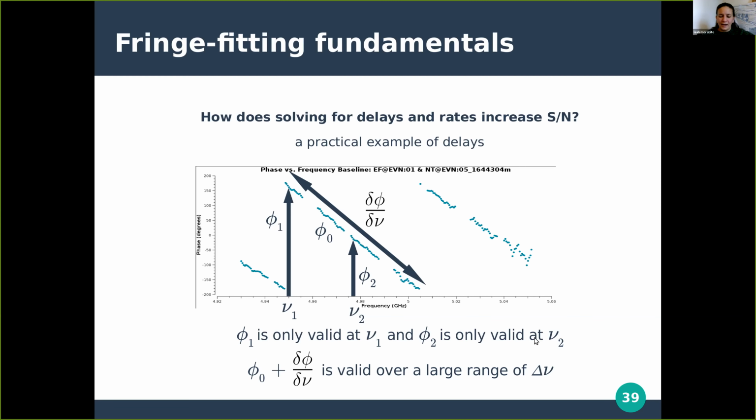And that means that by using the entire frequency range, we are increasing our signal to noise because we're increasing the amount of data that we're using, which increases the signal to noise by driving down the noise.